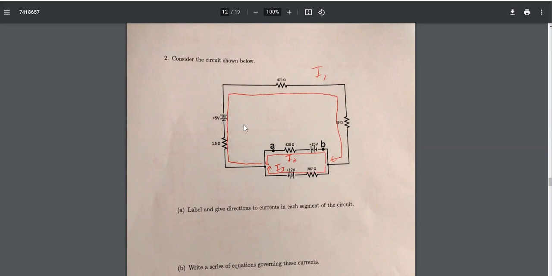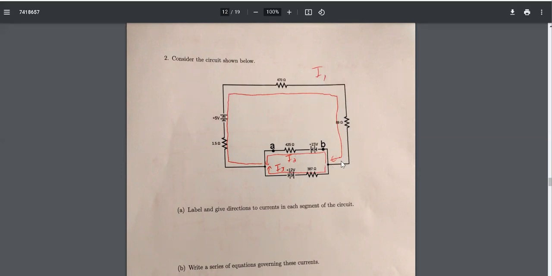Let's start with our battery here, and we're going this way. So as we go across this battery, we're going from negative to positive. So we have positive the EMF of this battery. When we get to this resistor, we're going in the same direction as the current. So we have a voltage drop, and that voltage drop is I1 times this resistance. So we know that just from Ohm's law. When we get to this resistor, we're still going with the current. So we have another voltage drop of I1 times this resistance.